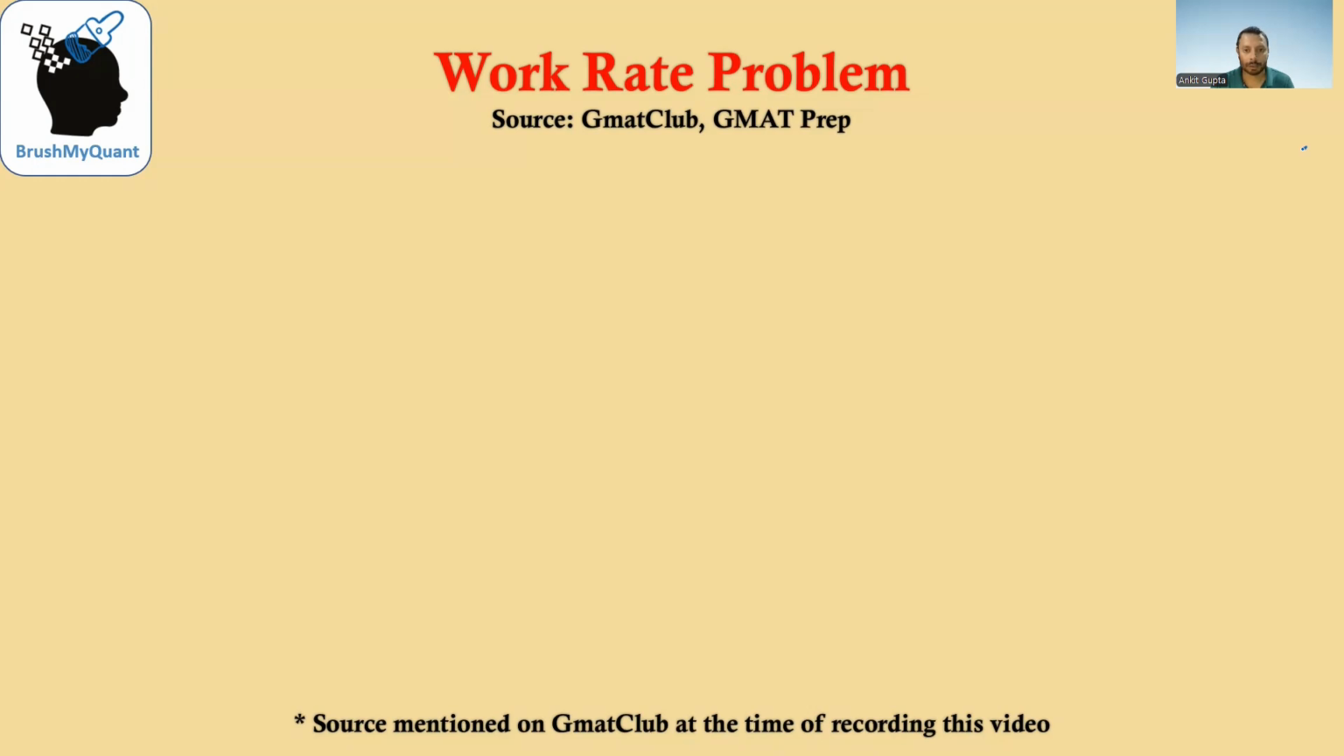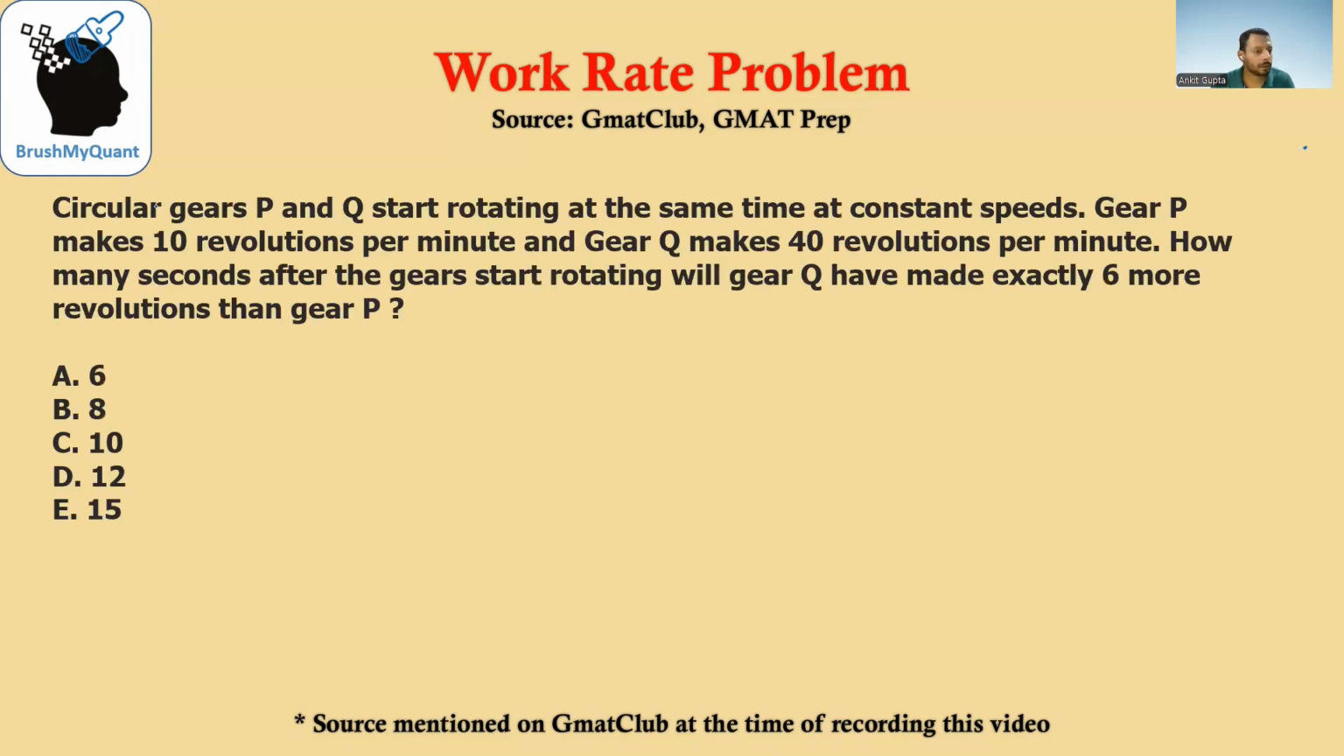Hi, we'll be solving a work rate problem today. Circular gears P and Q start rotating at the same time at constant speeds. Gear P makes 10 revolutions per minute.